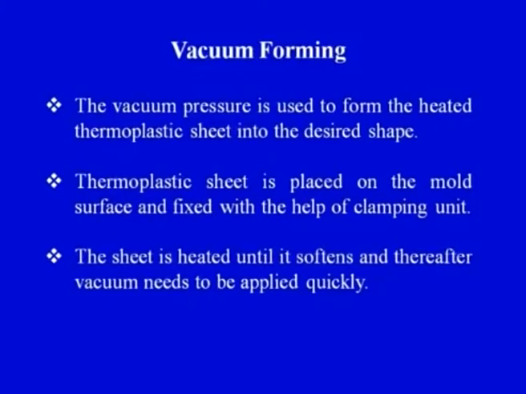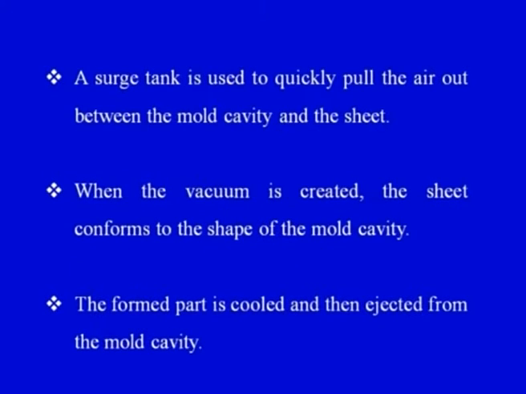So let us now try to see this with the help of the text that is available in these slides. So vacuum forming, in vacuum forming the vacuum pressure is used to form the heated thermoplastic sheet into the desired shape. Thermoplastic sheet is placed on the mold surface and fixed with the help of a clamping unit. The sheet is heated until it softens, and thereafter vacuum needs to be applied quickly. A surge tank is used to quickly pull the air out.